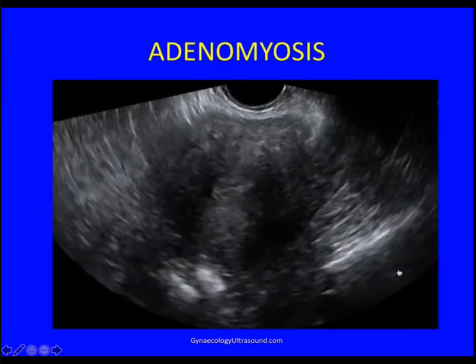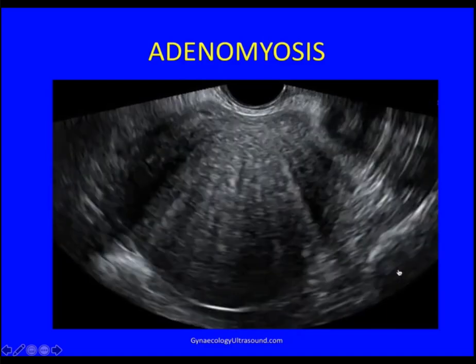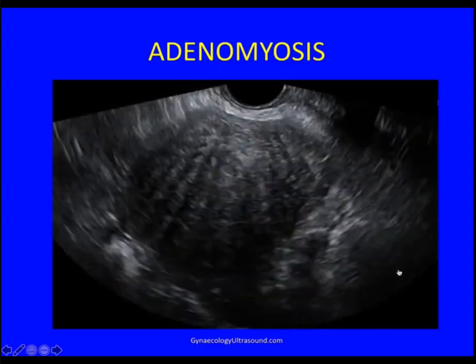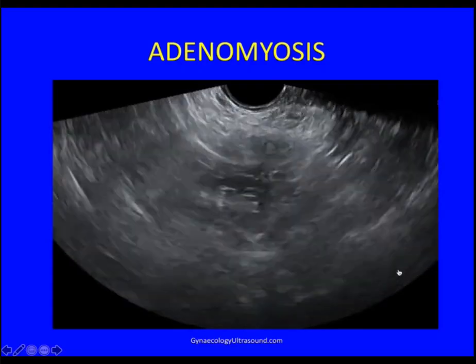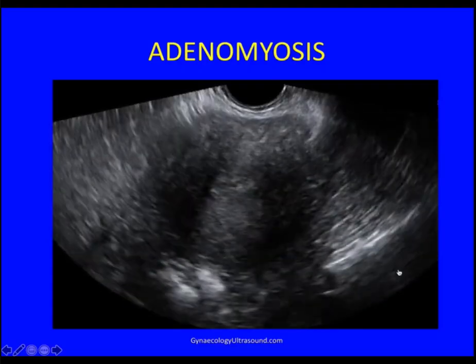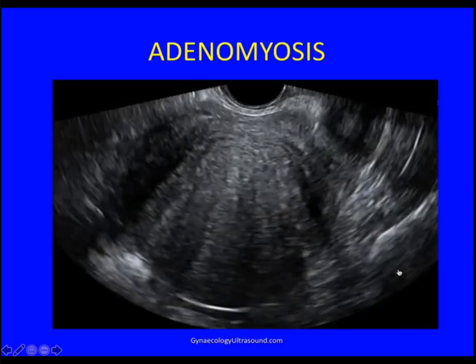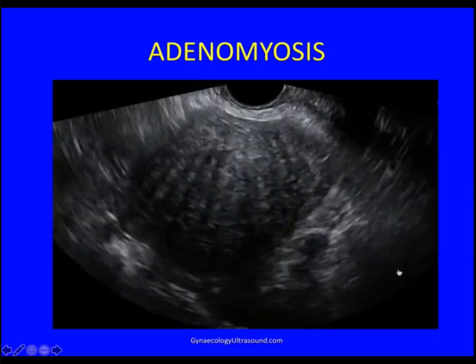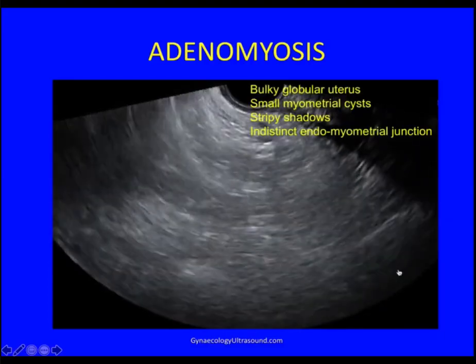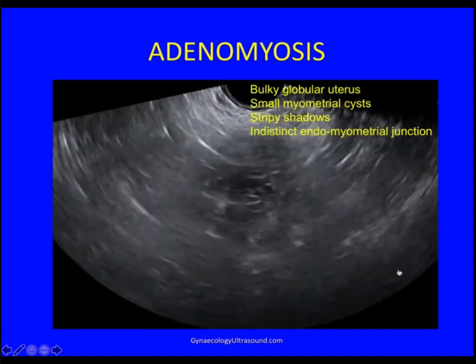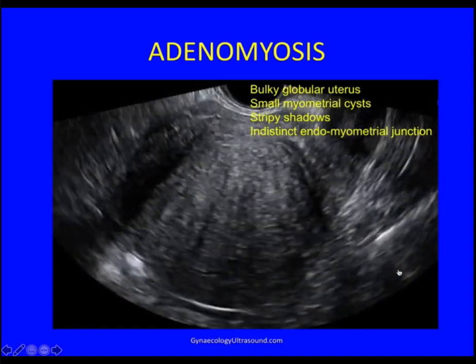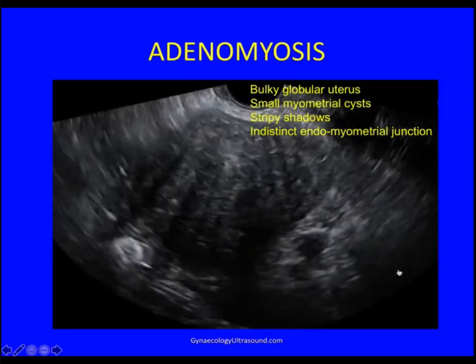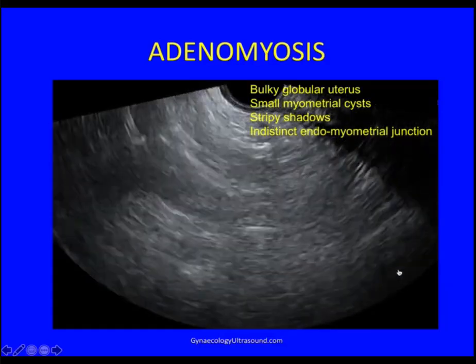Adenomyosis is another thing that we typically look for if we're looking for endometriosis, and this is a uterus with diffuse adenomyosis. So this is a transvaginal scan of the uterus in the longitudinal plane, scanning from one adnexa to the other. And you can see that this is a bulky globular uterus with small myometrial cysts, stripy shadows, and an indistinct endomyometrial junction. And I think we're all quite familiar with this.